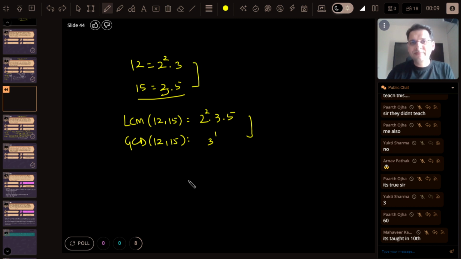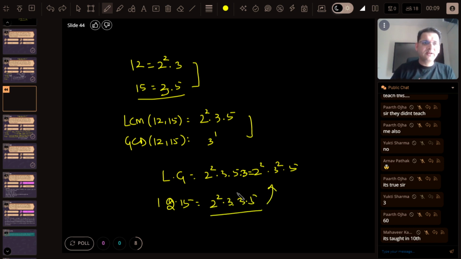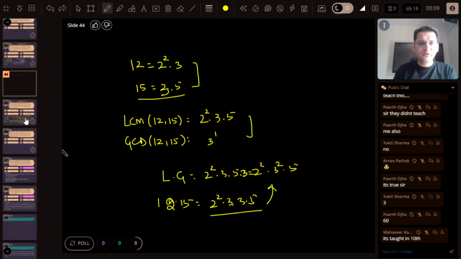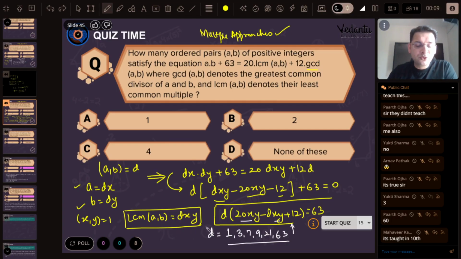it is going to be the same. So LCM into GCD is 2 square into 3 into 5 into 3, which is 2 square into 3 square into 5. And this is A into B also, 12 into 15 also. Right, so we even discussed this in today's class, no? So this is only true for two numbers. Please make sure. So this was lengthy.